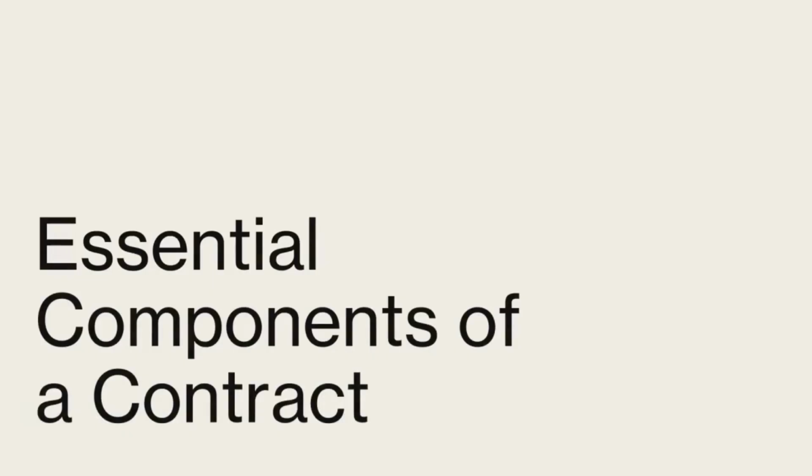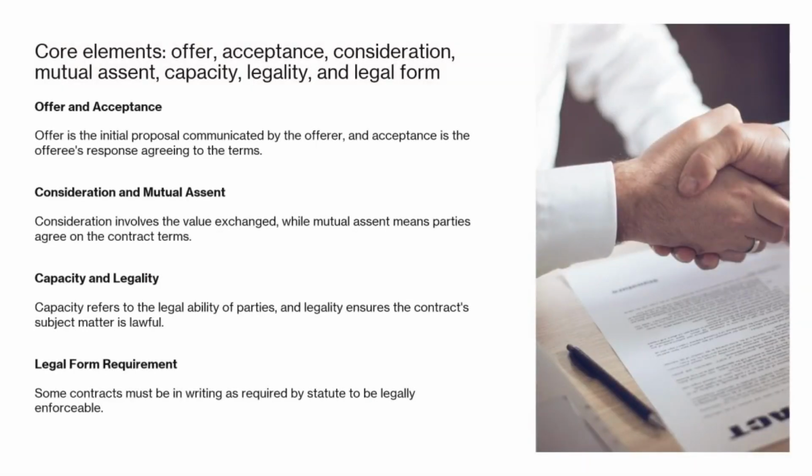All right, we're going to go into the core elements of offer, acceptance, consideration, mutual assent, capacity, legality, and legal form. These are the basic essential components of a contract. An offer is the first component, offer and acceptance, that is. An offer is the initial proposal communicated by the offeror. And acceptance is the offeree's response agreeing to the terms.